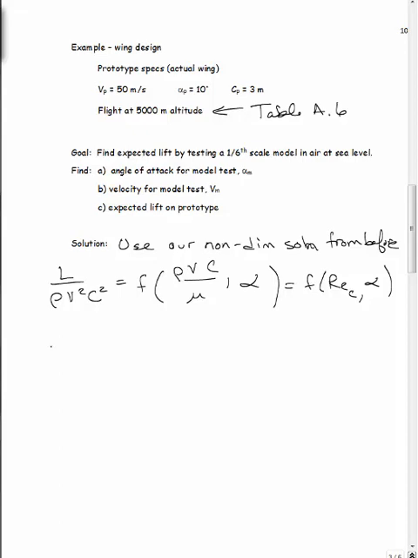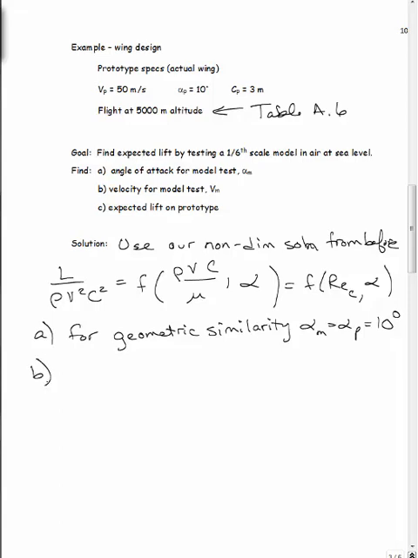Okay, so let's do part A. Find the angle of attack for the model test. If you remember, for similarity, what we need is all the angles to be the same. So for geometric similarity, alpha model has to equal alpha prototype, which is 10 degrees. So that's easy. Nothing to it.